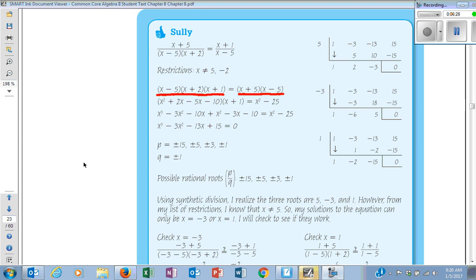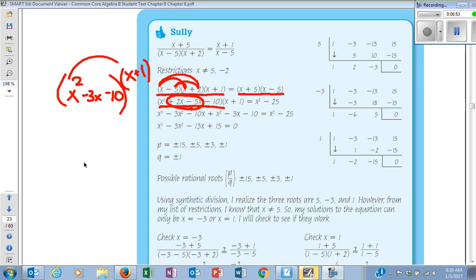After he cross multiplies, he distributes stuff out here, and that's where he gets to right here. And I don't agree with his next step. If it was me, I would simplify these next. And I would make that x squared minus 3x minus 10. And then I would go ahead and do x plus 1, and I would distribute that.